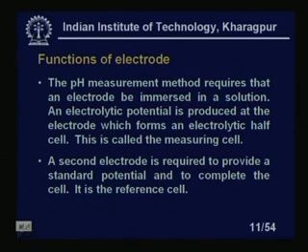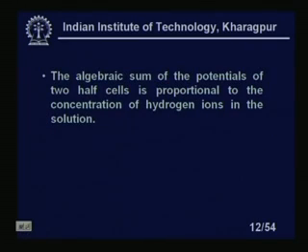A second electrode is required to provide a standard potential and to complete the cell; it is the reference cell. The algebraic sum of the potentials of the two half cells is proportional to the concentration of the hydrogen ions in the solution. Actually, we want the two voltages to be algebraically added, and we will get the value of the pH.